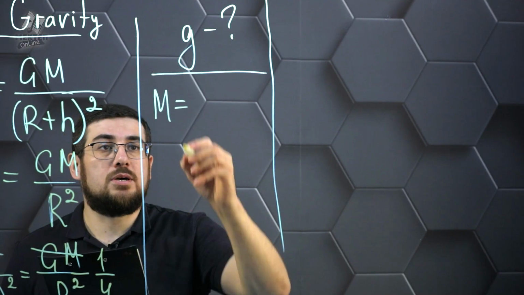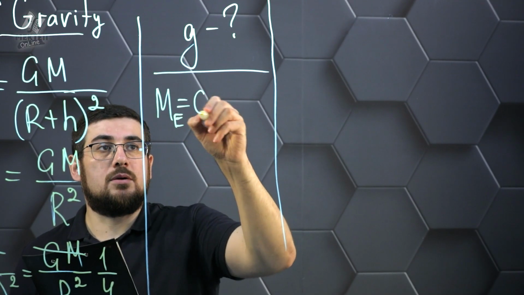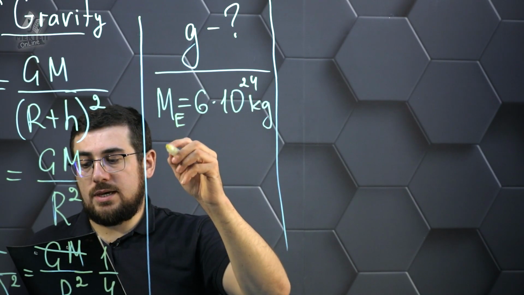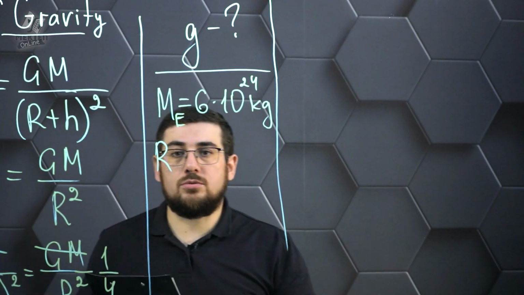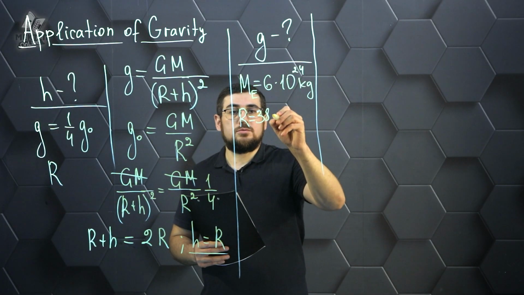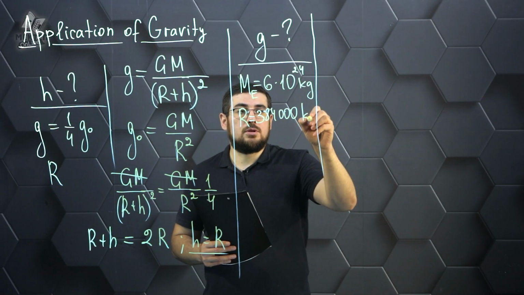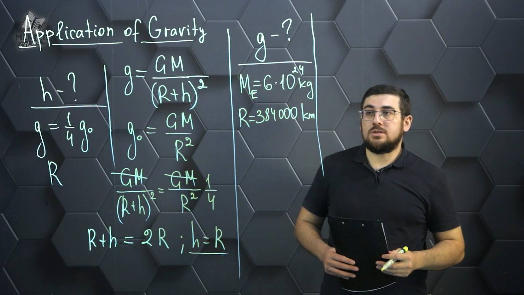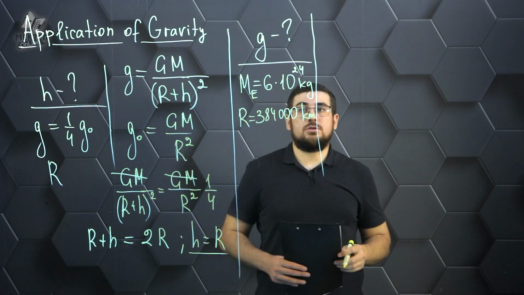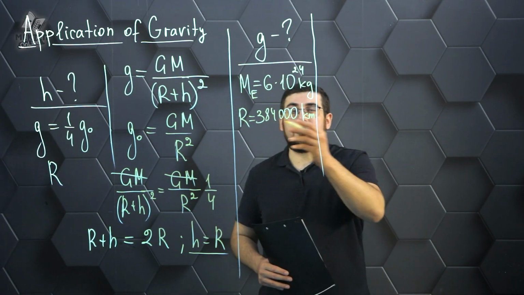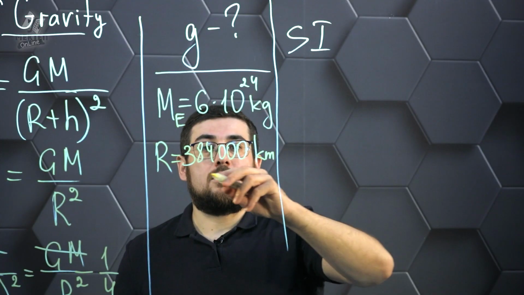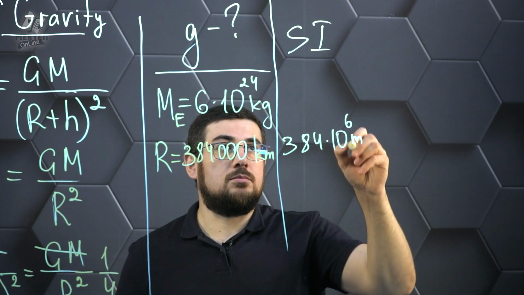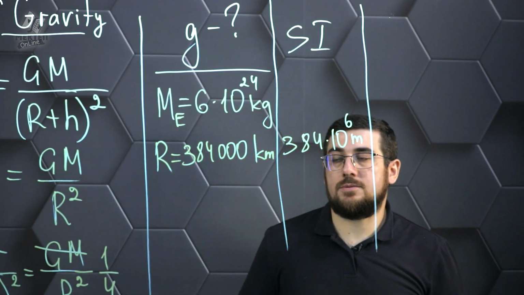What do we know? We know that the mass of the Earth, which is needed for this calculation, is about 6 times 10 to the 24th power kilograms. And we also know that the radius of the Moon's orbit is approximately 384,000 kilometers. To calculate the problem, we will need to convert all the data into SI. We already have the mass in kilograms in system units. All that's left to do is to convert the radius. Here we then get 384 times 10 to the 6th power meters. Let's write down the answer in this format.